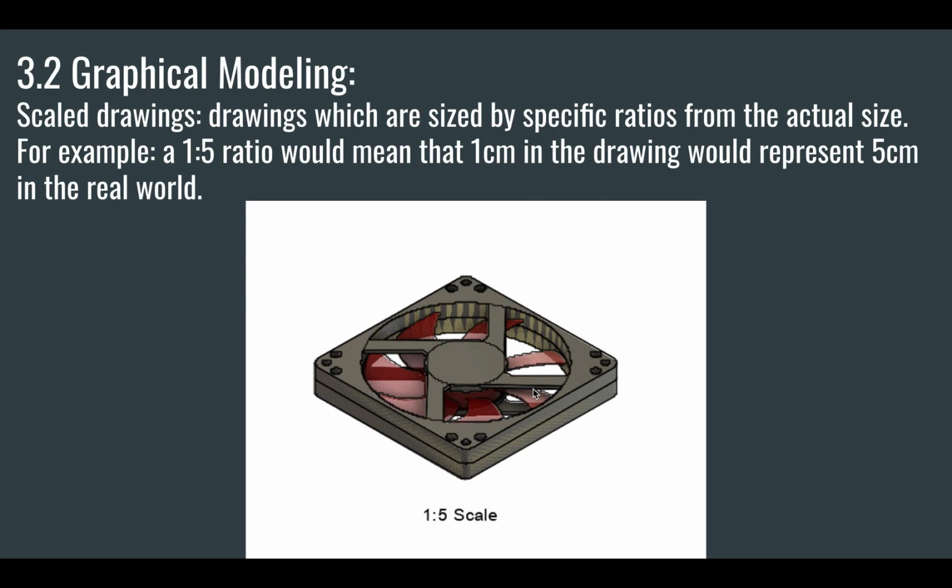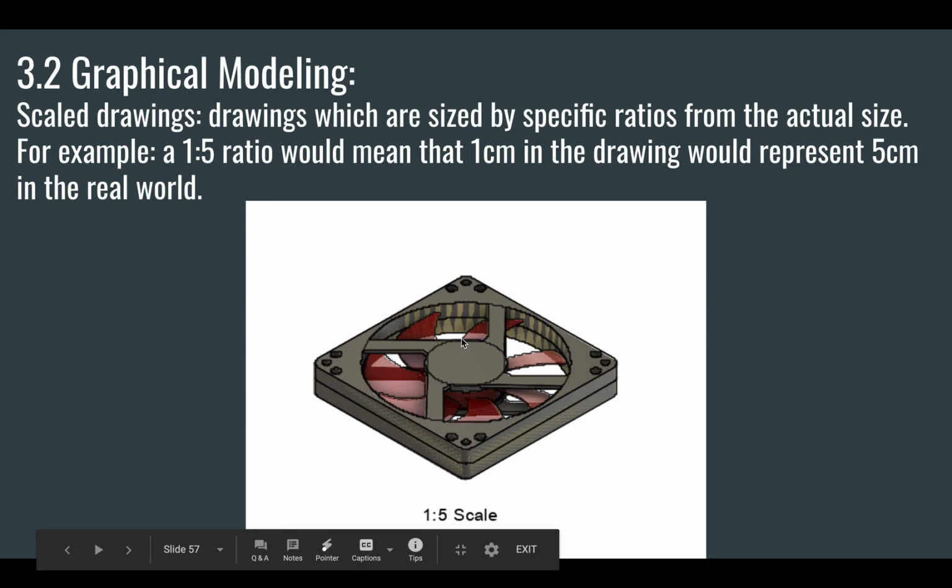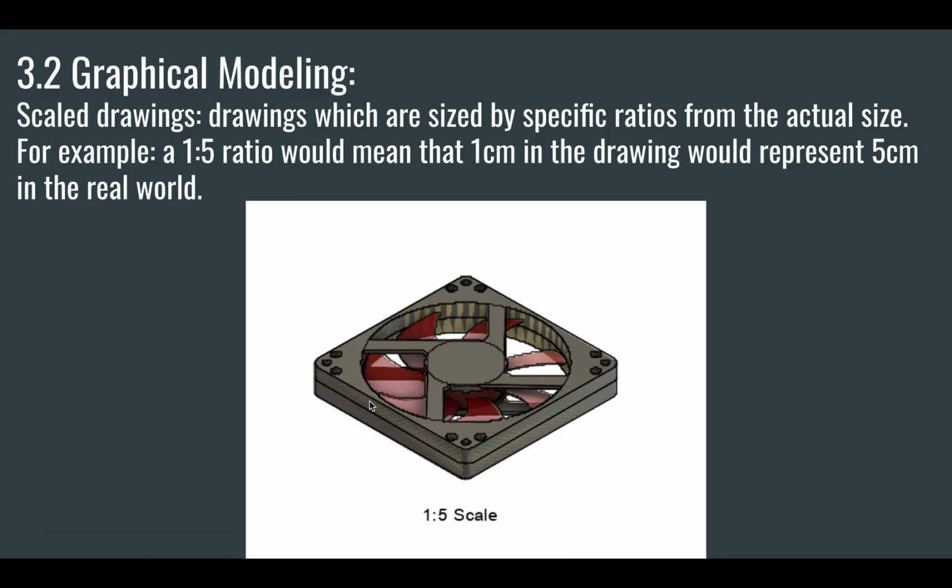Last thing we have here is a scaled drawing. So scaled drawings are basically true to life, but they're represented by a ratio. So these are drawings that are sized by specific ratios from the actual size. So for example here, this is a 1 to 5 ratio. It would mean that 1 centimeter on this drawing would represent 5 centimeters in the real world, and that's a scaled drawing. Okay, so that's an important one to know.